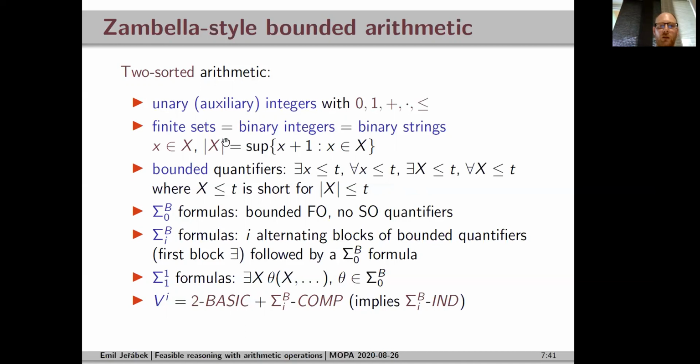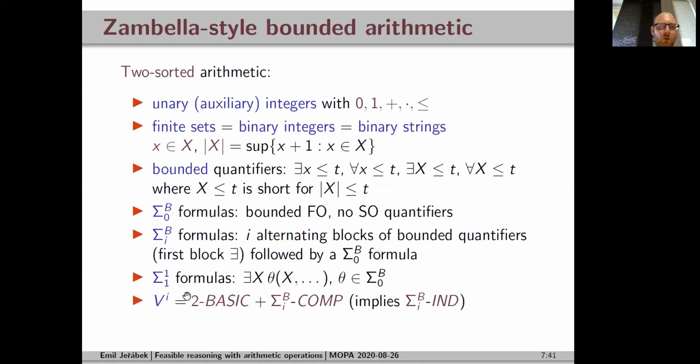For the reason that we have this maximum element function. So if you have a sigma B0 formula, we can use comprehension to define the corresponding set, and then you can just look at the maximum element, and this will give us a maximum number satisfying the formula below some bound, basically.